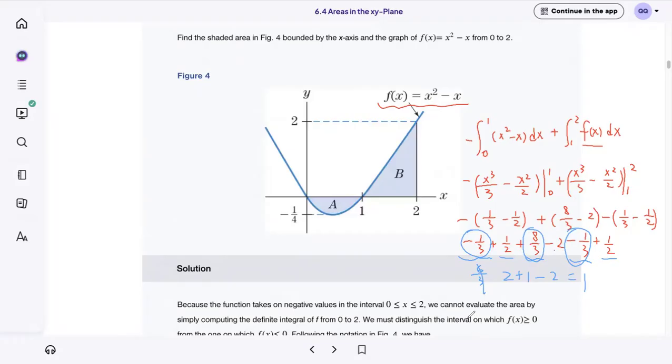We split into 2 regions, right? For region A, we set up an integration. For region B, we set up an integration. For region A, because it's below the x-axis, we put a negative sign up front. So we negate.